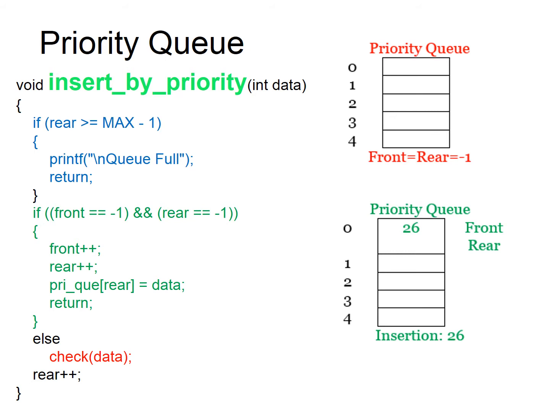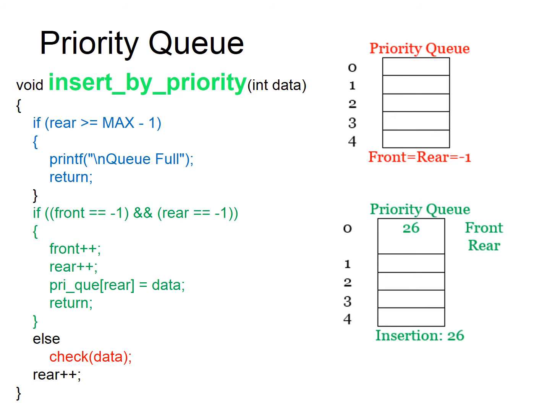Front will refer to the first value of the queue and rear will refer to the last inserted value, or the last element of the priority queue. So here you will check your priority queue whether it is full or not. So how do you check? Because when you are doing insertion, it fails in only one case. If my array is full, insertion fails.